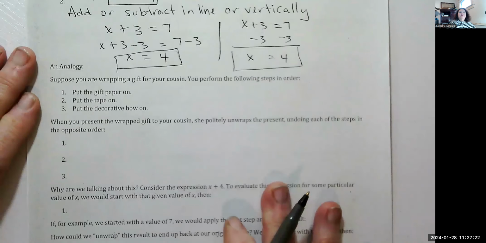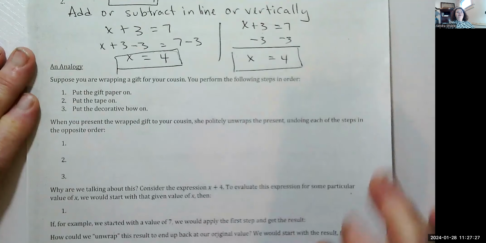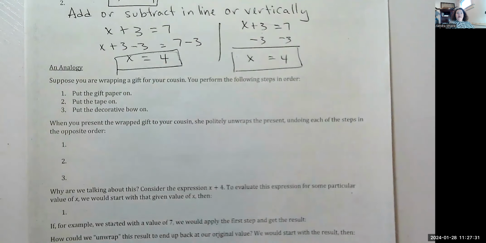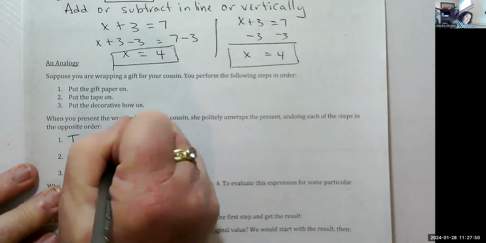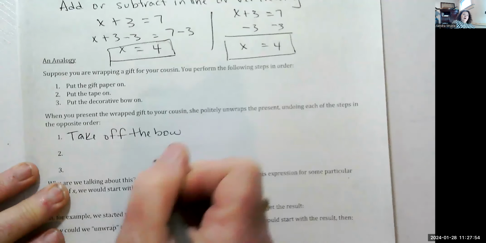All right. Suppose you're wrapping a gift for your cousin, and you perform the following steps in order. You put the gift paper on, you put the tape on, you put the decorative bow on. When you present the wrapped gift to your cousin, she politely unwraps the present, undoing each of the steps in the opposite order. So she takes off the bow. She takes the tape off.